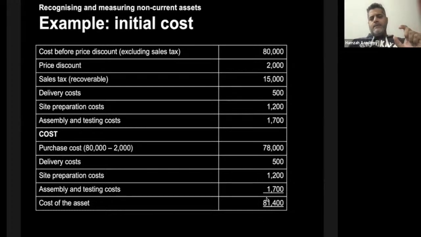Now, this example is something we have already covered as well. The long story cut short: the rule is simple, the recoverable tax is the tax paid on the purchase that the entity is able to reclaim from the tax authorities. So the sales tax on a purchase by a business entity is usually recoverable, which is why we have excluded it from here. And if the tax which has been paid is not recoverable, then obviously it is going to be included in the purchase cost.